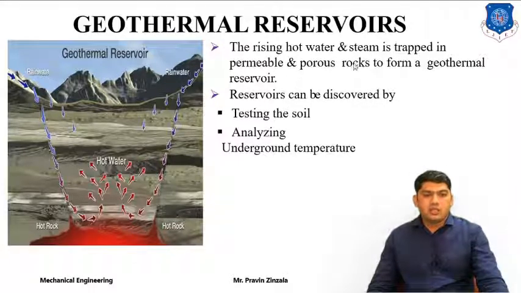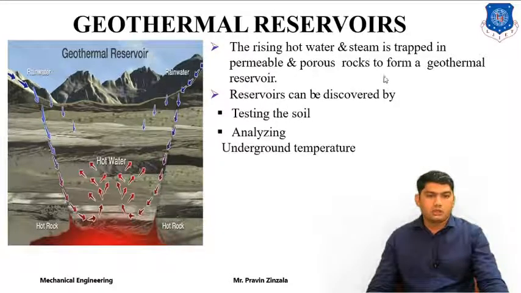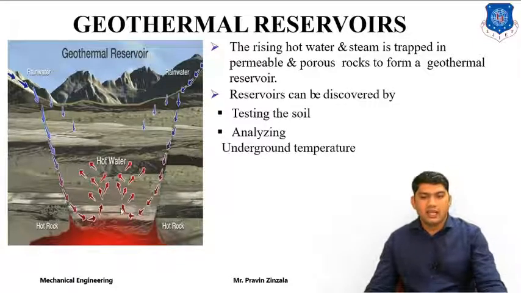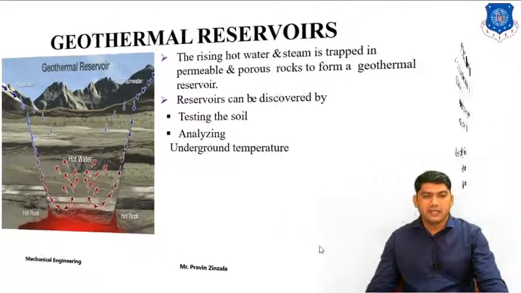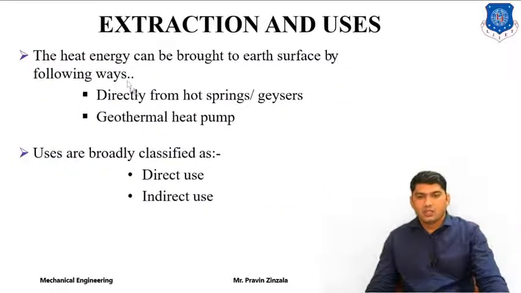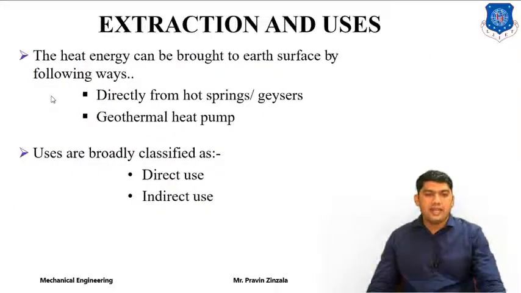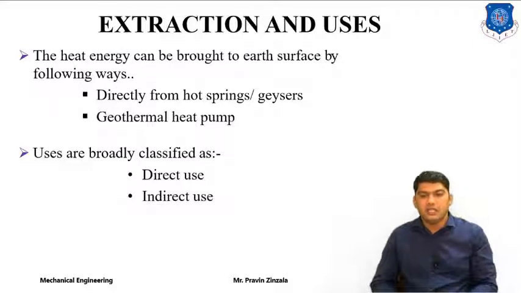The rising hot water or steam is trapped in permeable and porous rock to form a geothermal reservoir. A reservoir can be discovered by testing the soil or analyzing the underground temperature. So these are the resources of geothermal energy, and we can utilize the energy of the earth for specific applications. Next is extraction and use. How can we extract geothermal energy and how can we utilize it?